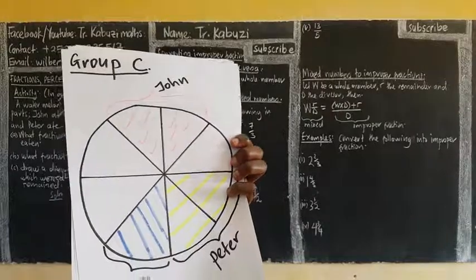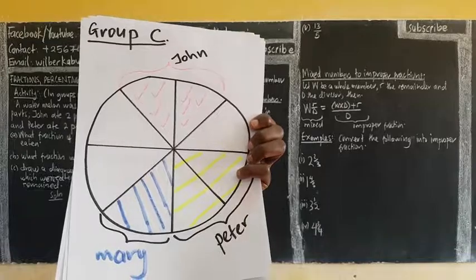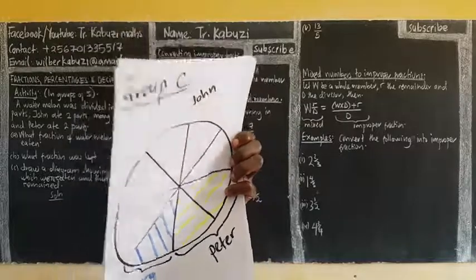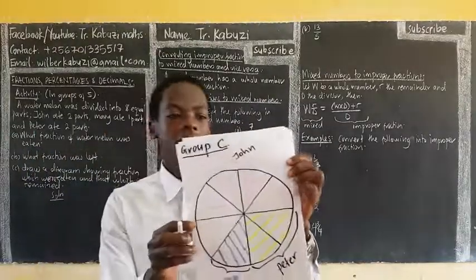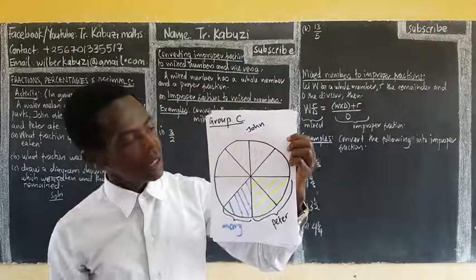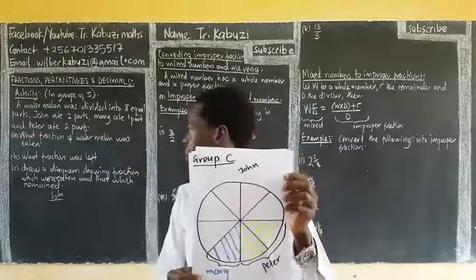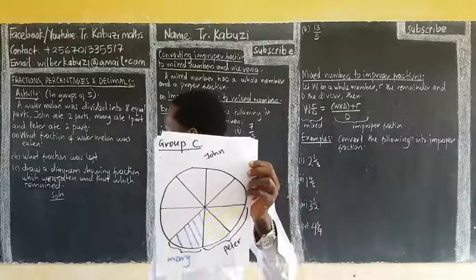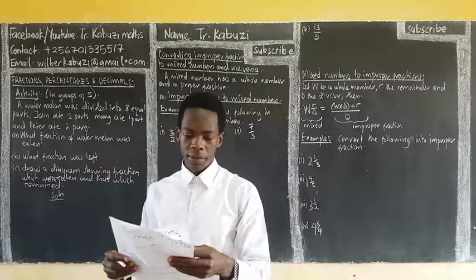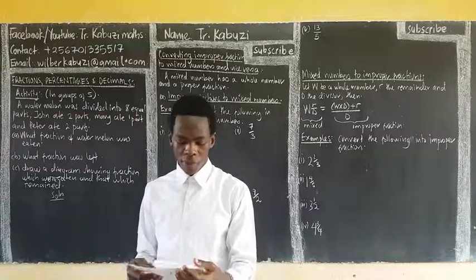They are showing us the fraction for John. They are showing us a fraction for Peter. And then they are showing us a fraction for Mary, as you are able to see. So they are telling us that John took this part, this was for Mary, and then this was for Peter. This was from group C. Then I'm going to use the work of another group to answer our questions. So let me use group 1.